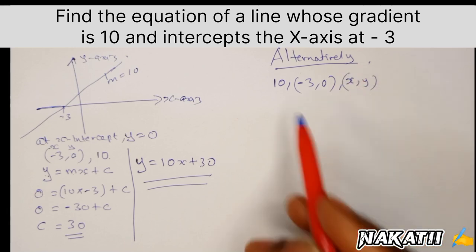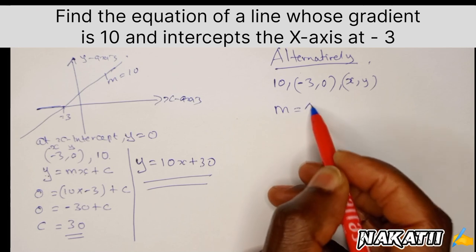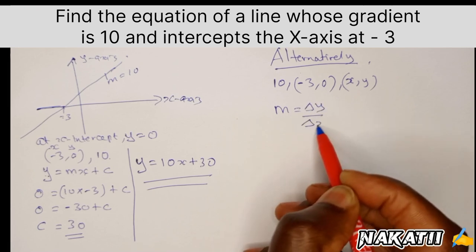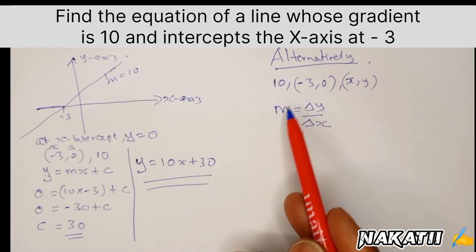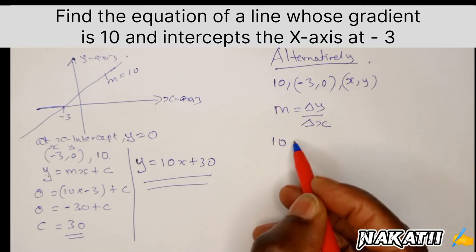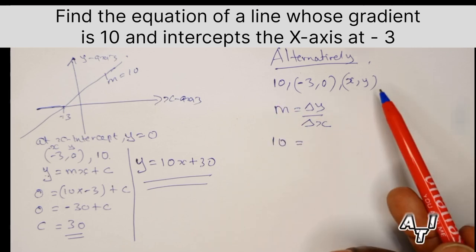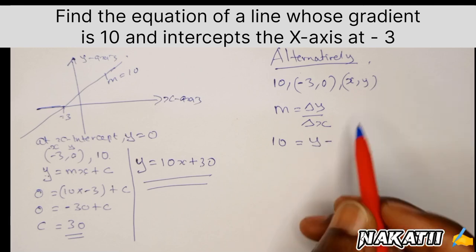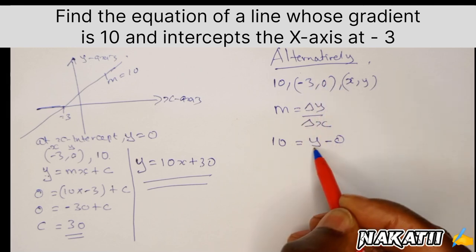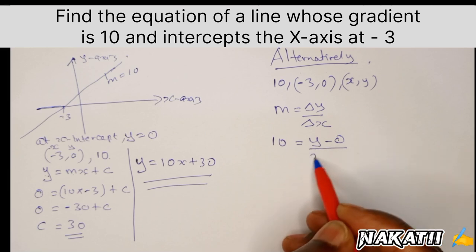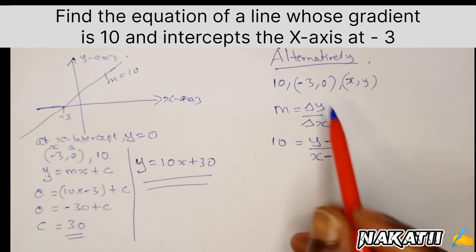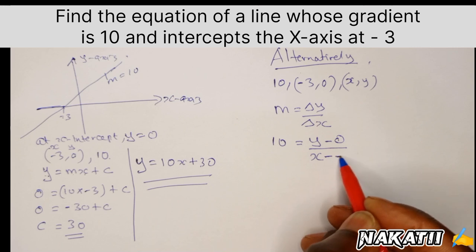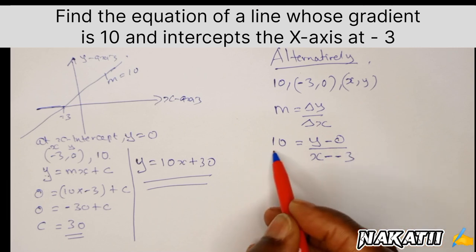Now we say gradient is change in y over change in x. Our gradient in our case is 10. So 10 is equal to change in y. We start with the arbitrary point, so y minus the y coordinate here, which is 0, divided by x minus the x coordinate, which is -3. Therefore 10 is the same as 10 over 1.